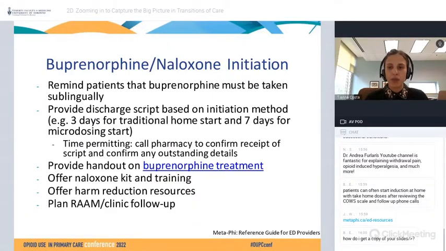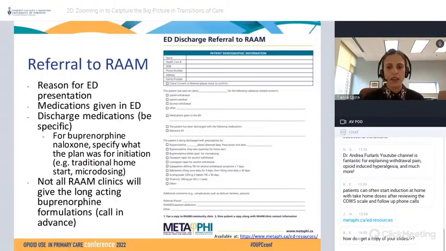Providing a handout on buprenorphine treatment. As I mentioned, one of the key elements of care transitions is medication management. We want to make sure that patients have all the available information on the medication, and providing that in writing can sometimes be useful. Offering a naloxone kit and training and harm reduction resources. And then finally, having a plan to follow up. Starting buprenorphine in the emerge is going to have no value if we can't continue it.